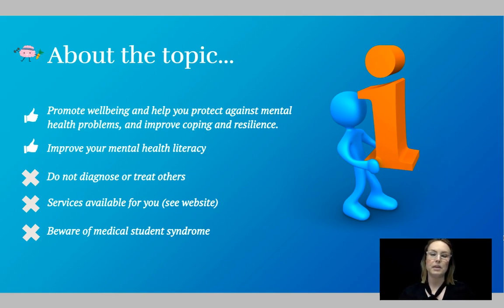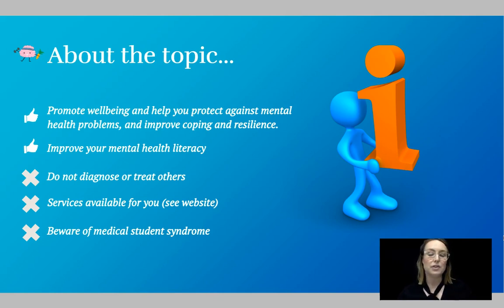The last one here, I've written beware of medical student syndrome. This is what happens to a lot of medical students at university, is they start learning about all of these syndromes or disorders or illnesses, and because they then become familiar with the characteristics, they can sometimes begin applying them to themselves and kind of self-diagnose and begin to think that they have all these syndromes or disorders.